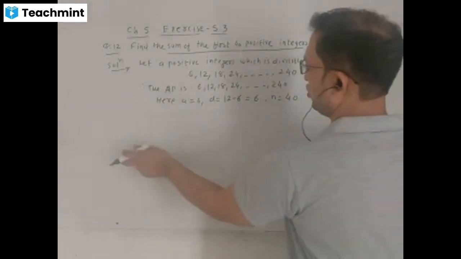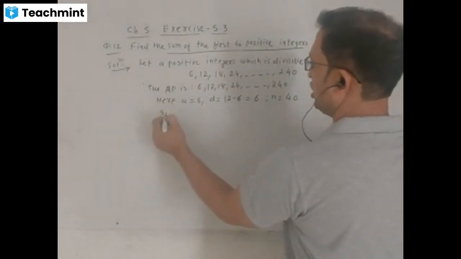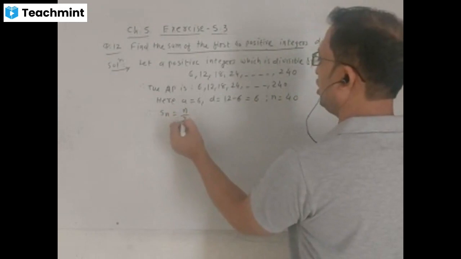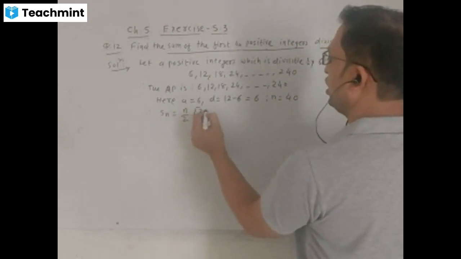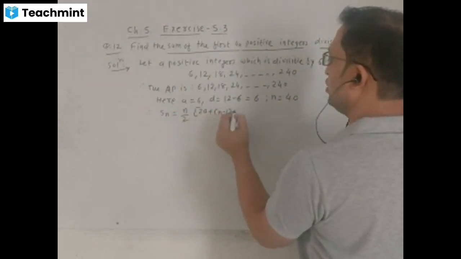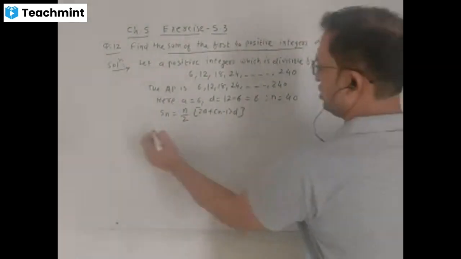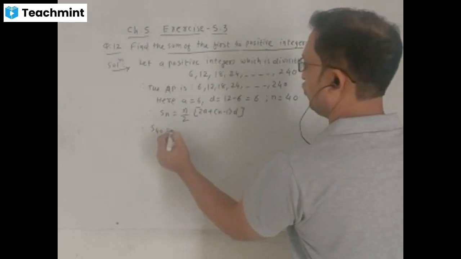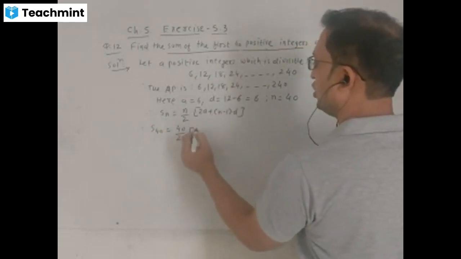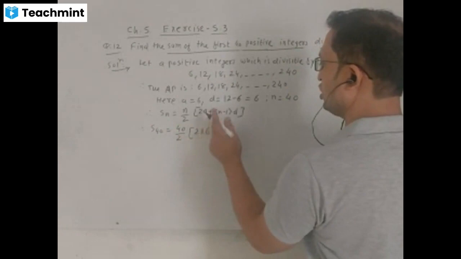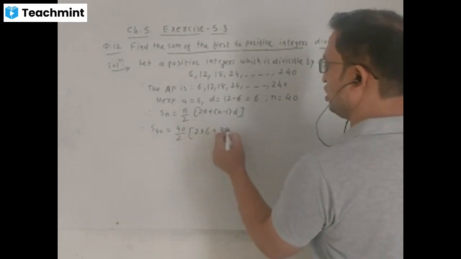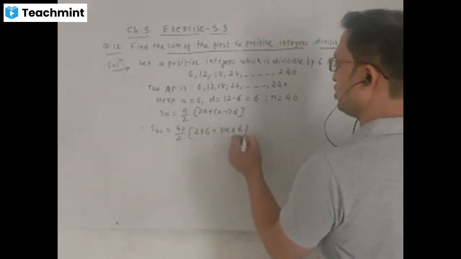Put this value in the Sn formula. n by 2 into 2a plus n minus 1 into d. At n is equal to 40, 40 by 2, 2 into a is equal to 6, and 40 minus 1, that is 39, and d is equal to 6.